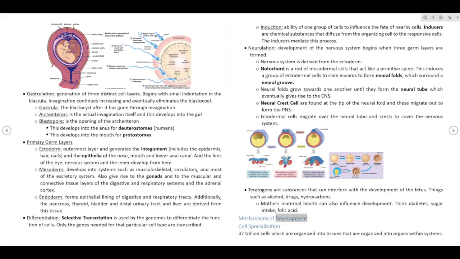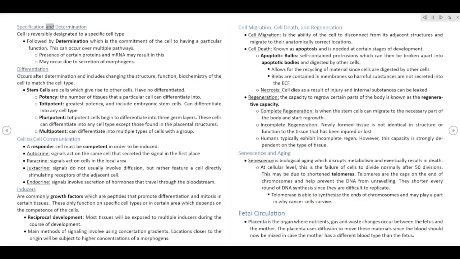Mechanisms of development. Cell specialization. There are 37 trillion cells, which are organized into tissues that are organized into organs within systems. Specification and determination. In specification, a cell is reversibly designated to a specific cell type, followed by determination, which is the commitment of the cell to having a particular function. This can occur over multiple pathways. The presence of certain proteins and mRNA may result in this. It may also occur due to secretion of morphogens.